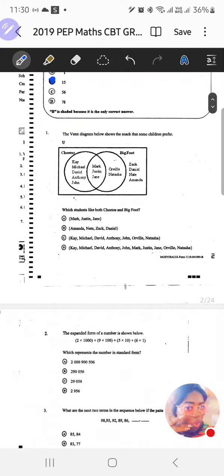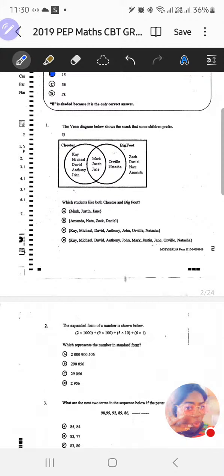All right, so number 1 says the Venn diagram below shows the snack that some children prefer. If you look, U right here means the universal set. That means everything in this rectangle that we're seeing. Now the snacks that the children prefer are Cheetos and Bigfoot. And we can look at the union, which is all the students who choose Cheetos and Bigfoot. We know the intersection, which will be the students who chose both Cheetos and Bigfoot. And of course, these students here outside who are not in any of these circles, these are students who are a part of the universal set, but they don't like Cheetos, they don't like Bigfoot.